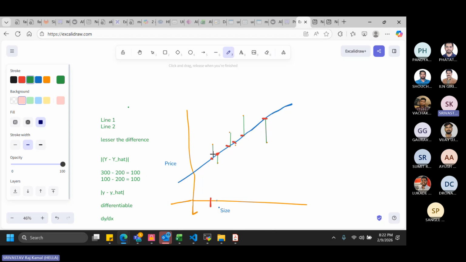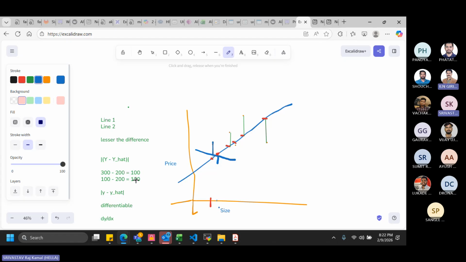Let's keep this example. This part is -100, this part is 100, and then suppose there is one more line which goes somewhat this way. For that, the difference is this part and this part. What I want is to fit the best line for which the overall error is reduced. Overall errors are absolute errors, not the negative ones.